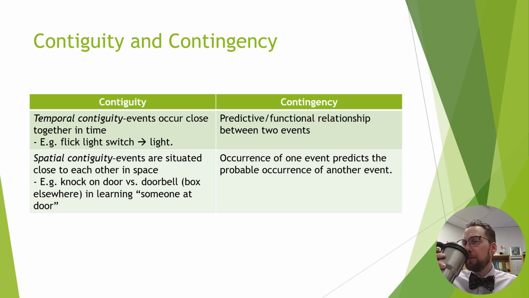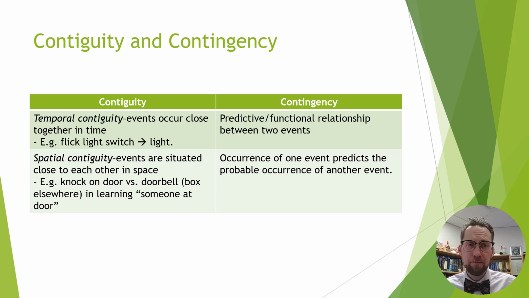Two terms that are important, and that in everyday English language people kind of use interchangeably, are contiguity and contingency. But in learning research, those terms have very specific meanings.